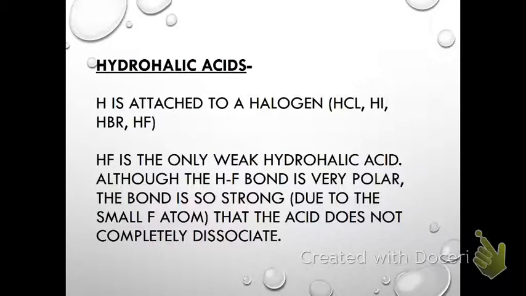Hydrohalic acids are, of course, attached to a halogen. And this is talking about HF being the only weak one. We just talked about this. Though it's a very polar bond, the bond is strong because of, you guessed it, Coulombic attraction. It's due to size, distance. HF is a small atom, and the F is very small, so they can get really close together and have a really strong Coulombic attraction, which is why it doesn't like to ionize in water.